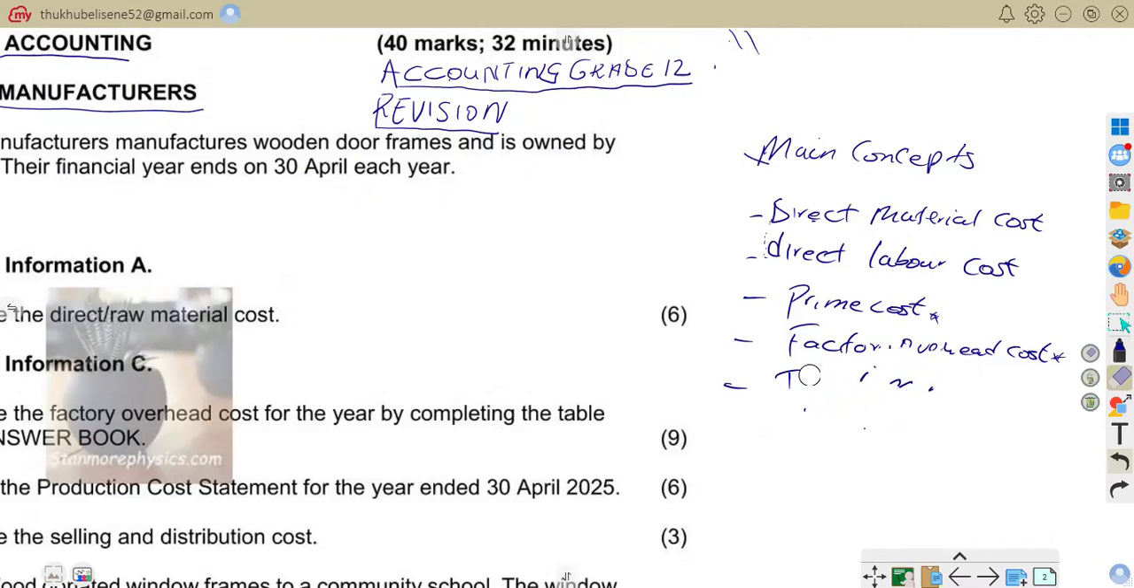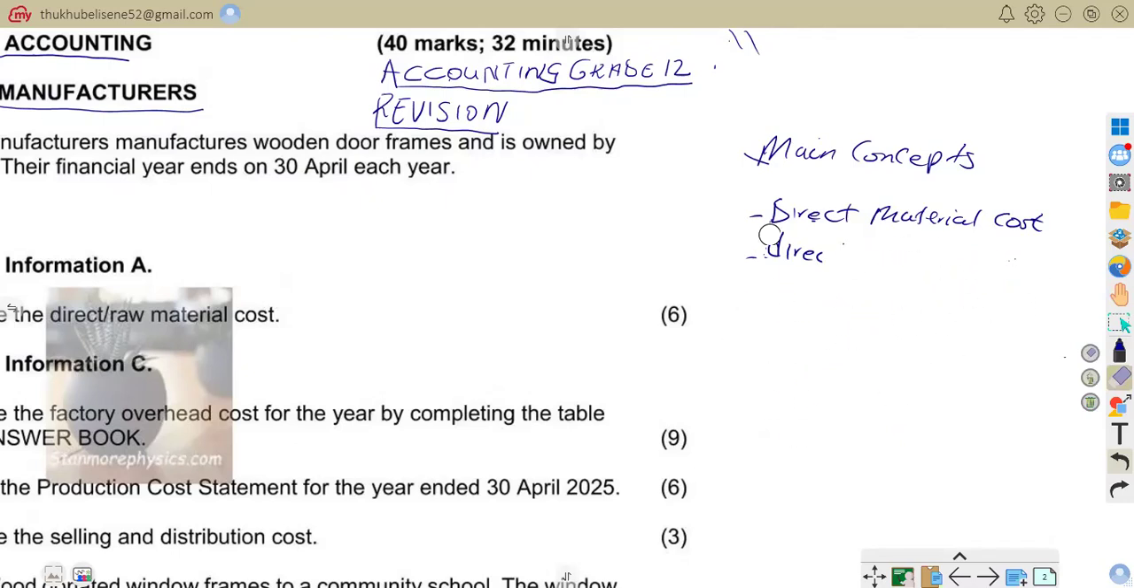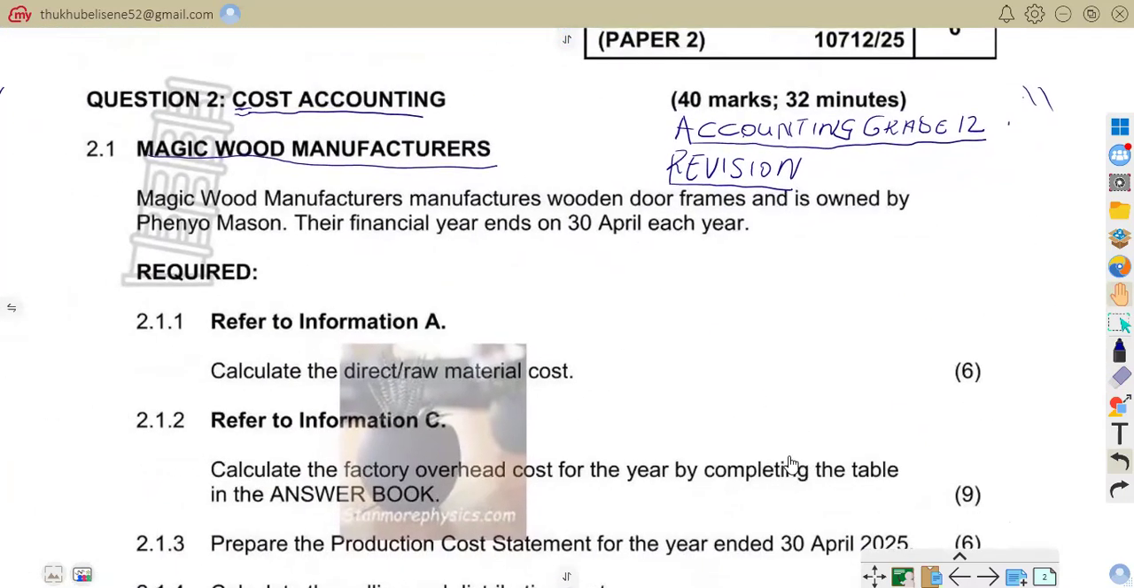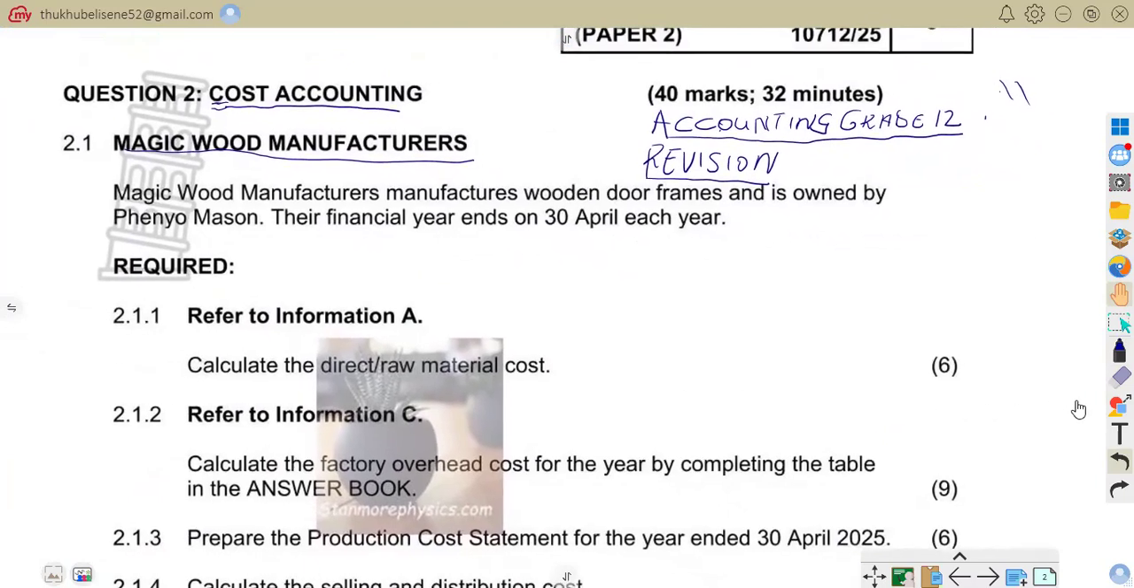Let us go straight to our questions now and read this question paper, as it is very important that it will help us prepare for our term 2 that we're going to write. So that is that. So now let us get to our question.